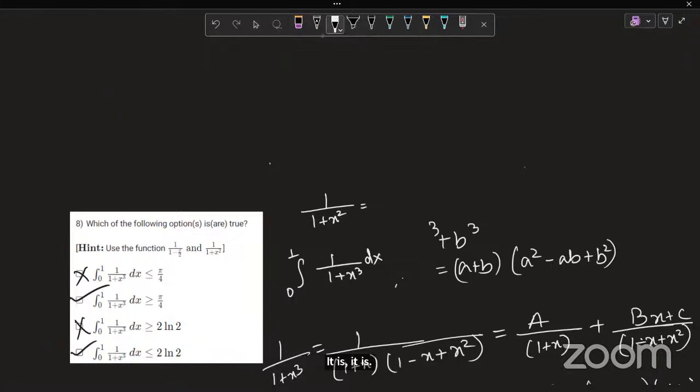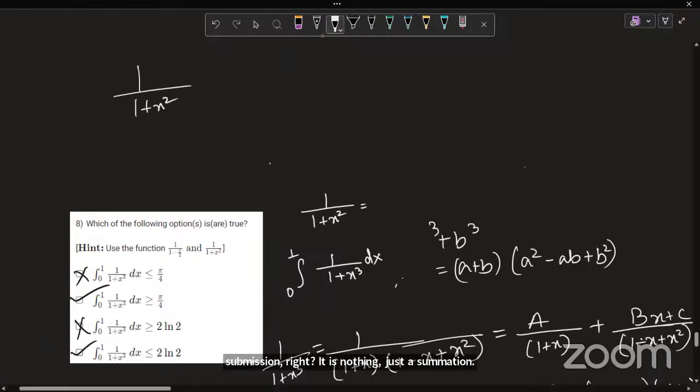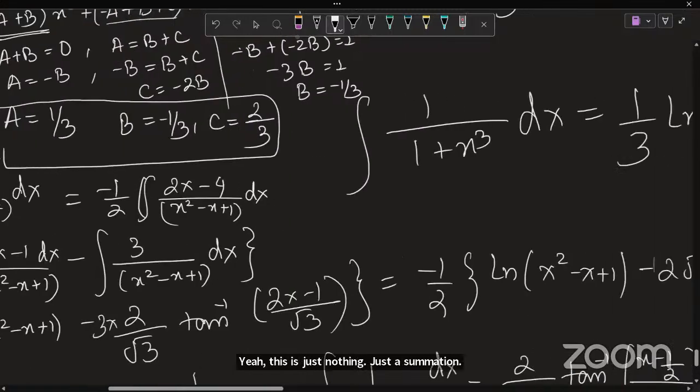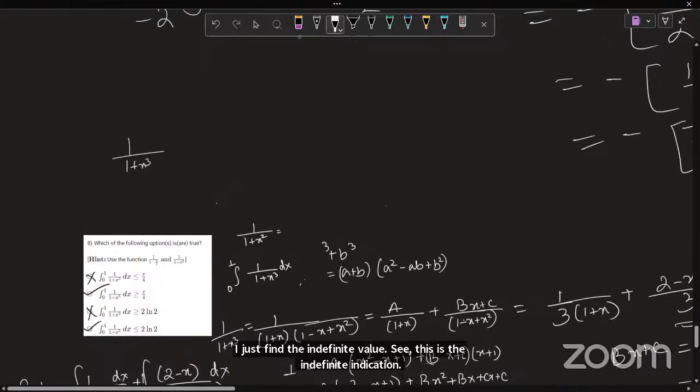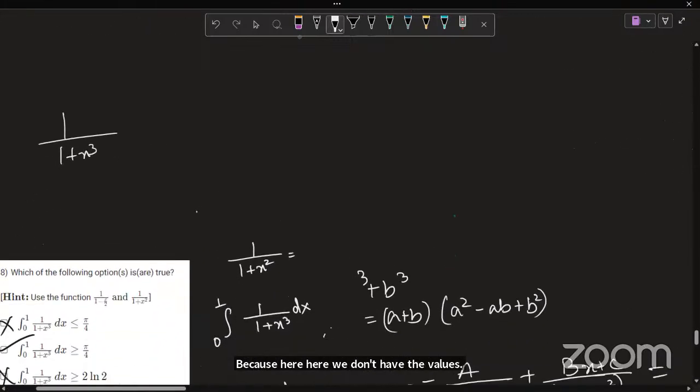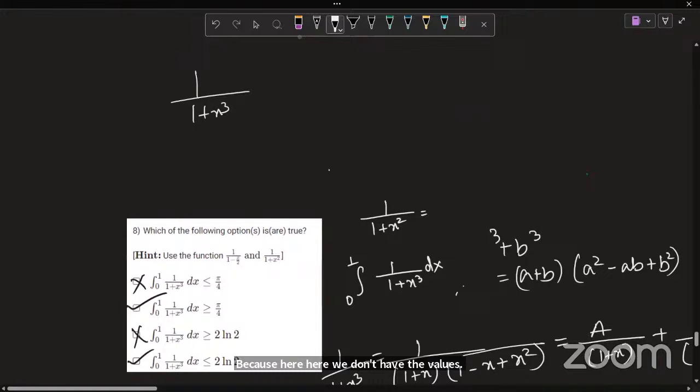Yes, sir. I joined after you started, but if I had joined before, I would have stopped you to use this method because we have solved this in today's TA session. Yeah, this is nothing, just a summation. So I just find the indefinite value. See, this is the indefinite integration. Because here we don't have the values. You can also solve by that method also.